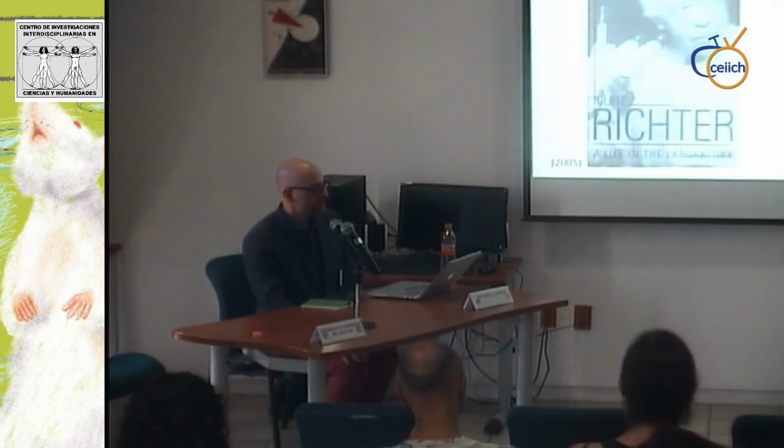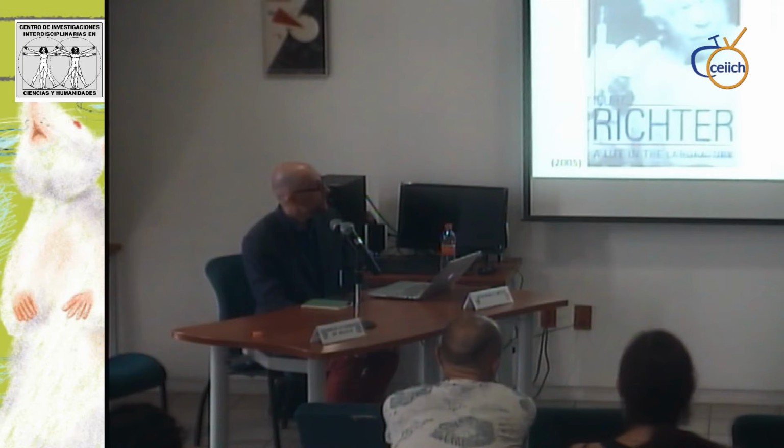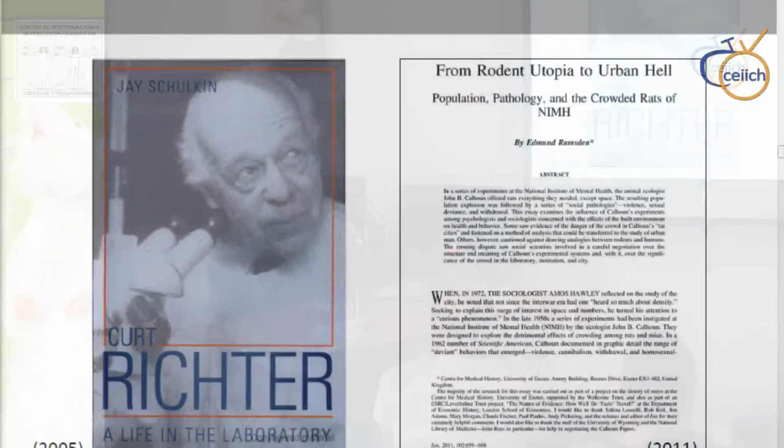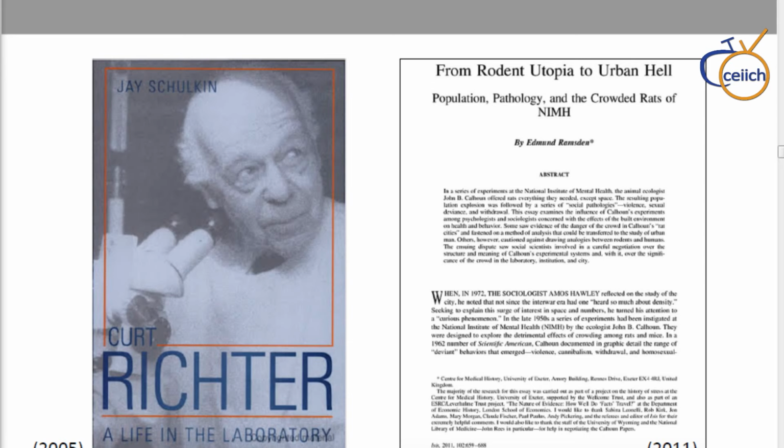There's good historical research that looks at this context for the laboratory rat. We've got a good biography on Curt Richter by Jay Schulkin, and then an Isis article about Calhoun and his research in connection with NIMH by Edmund Ramsden. And I just point this out to indicate that there's, again, a nice area of historical scholarship that talks about rat research from this perspective.